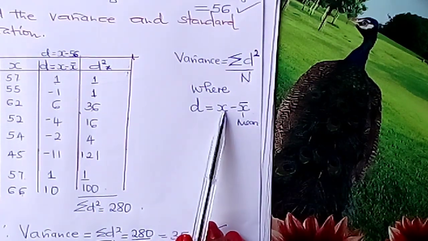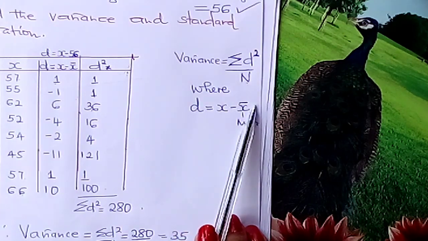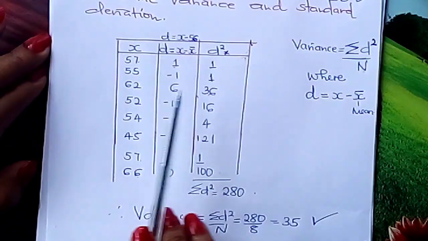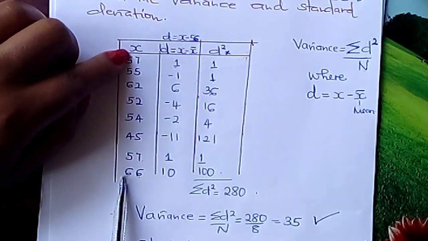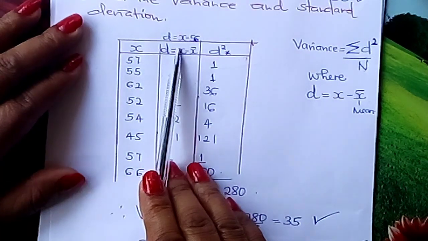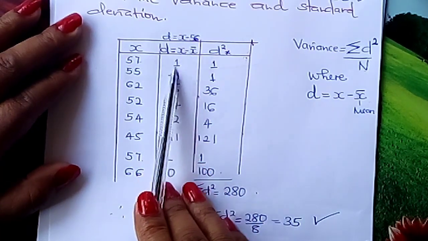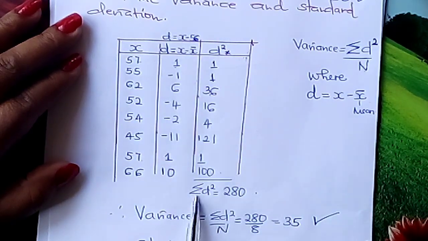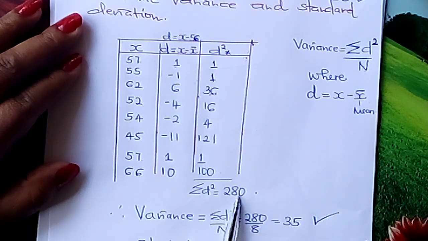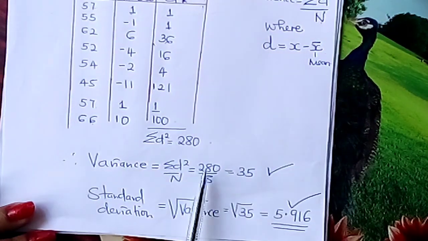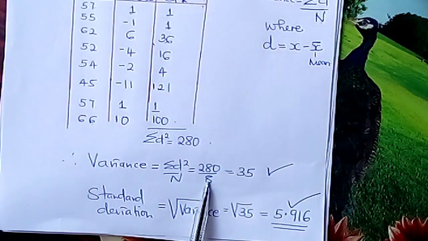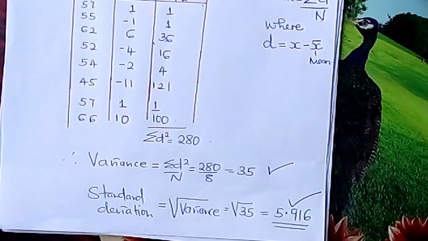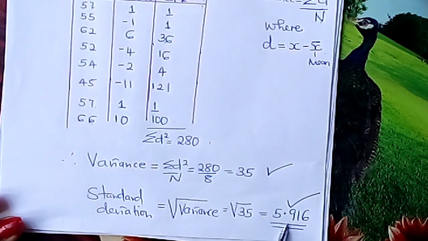Remember, learner, variance is got by the summation of d squared over n, where d is x minus x bar. You must master this. D is equal to x minus x bar. So you come and make your table. Here you fix your values. They are x. Here you make a column for d, which is x minus x bar, x minus 56. Then you square the d. Finally, get the sum of d squared, which is that. Finally, to get the variance, divide the sum of d squared by the number of values that you're dealing with. Standard deviation, learner, is the square root of variance.